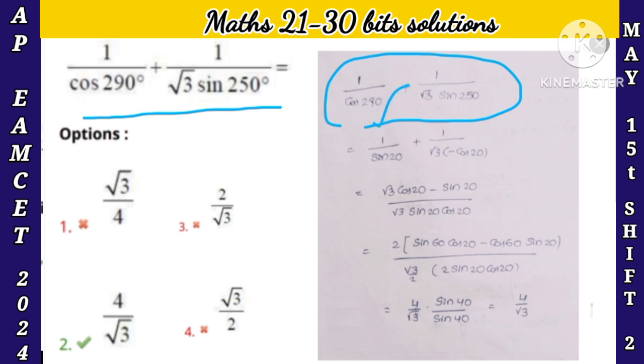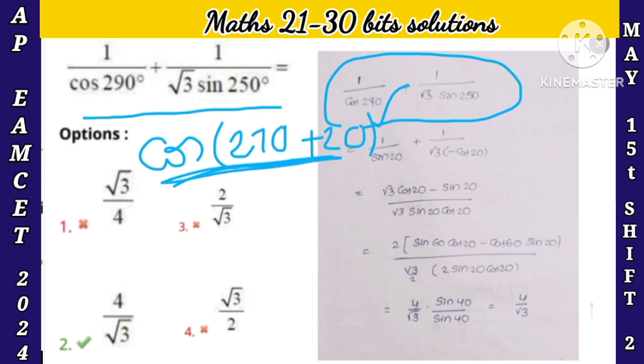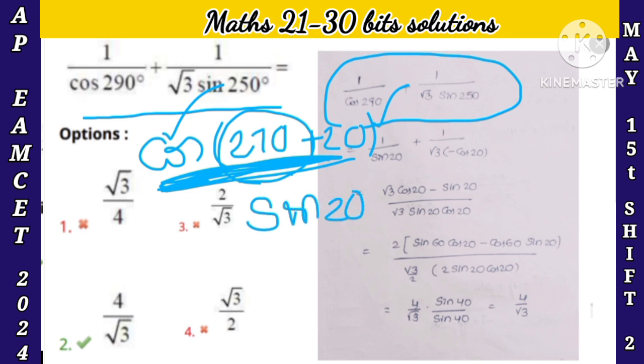Just write this 290 as 270 plus 20. Cos 270 plus 20, cos 270 plus theta, is in the fourth quadrant. In the fourth quadrant, cos is positive. In case of 270, the function changes to the sine function. So the answer is equal to sin 20.